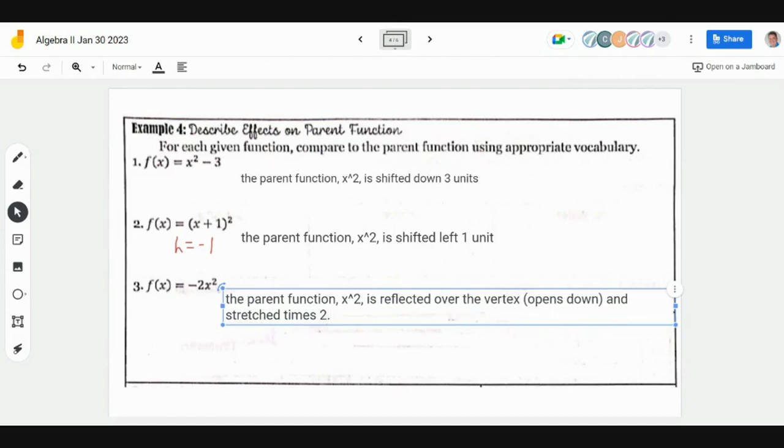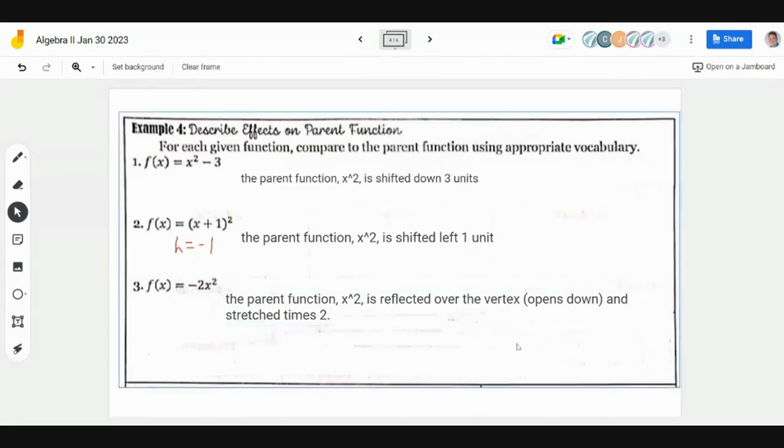Because if the vertex has been shifted up or down, it's going to reflect over the vertex, not over the x-axis. It's only when the vertex is on the x-axis. Is that true? So let's say that correctly so we don't mess ourselves up there. And then, all right. So that is how you describe the effects of the parent function.